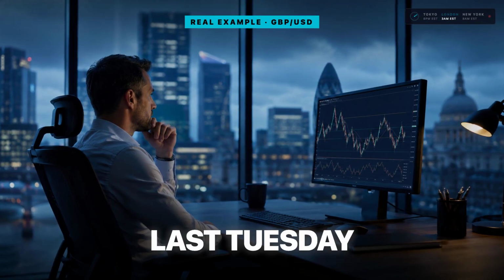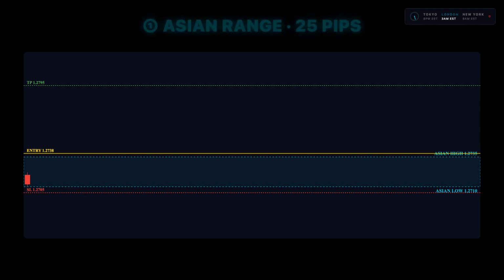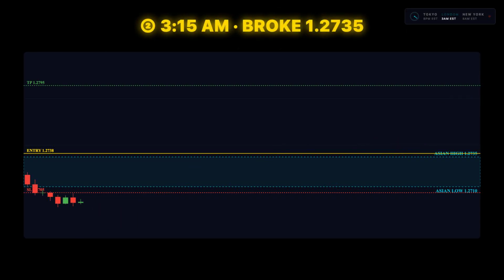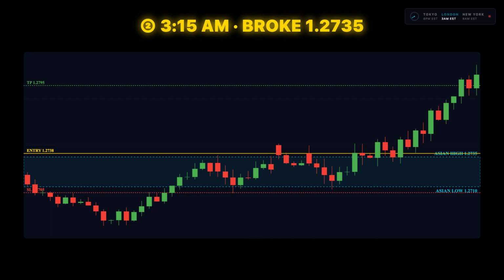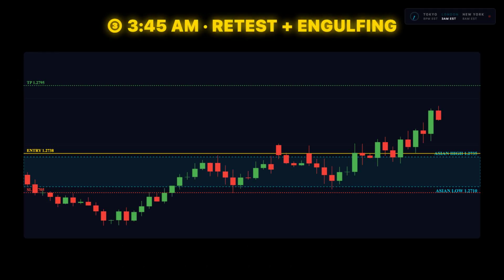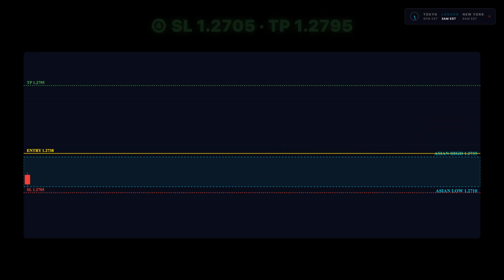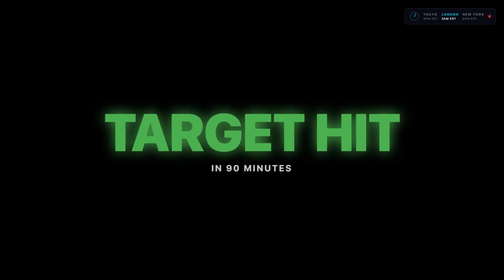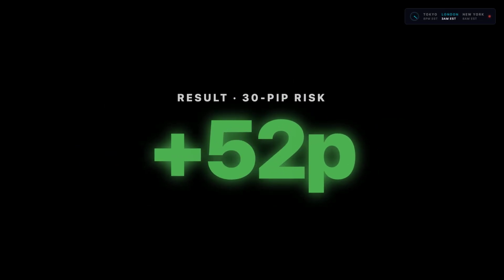Real example from last Tuesday on GBP USD. The Asian session consolidated between 1.2710 and 1.2735, a clean 25 pip range. At 3:15 a.m. Eastern, London hit and price broke above 1.2735. We did absolutely nothing. We waited. By 3:45 a.m., price retested the 1.2735 level, formed a clean bullish engulfing candle on the 15-minute, and we entered long at 1.2738. Stop loss at 1.2705, target at 1.2795. The trade hit target in 90 minutes, 52 pips on a 30 pip risk.